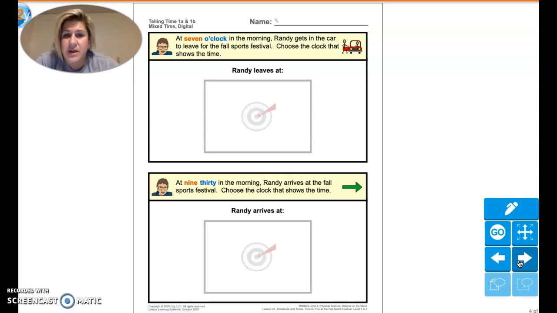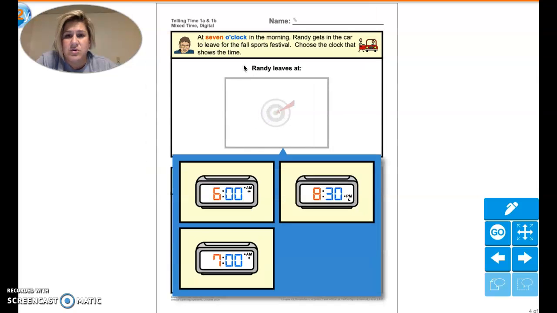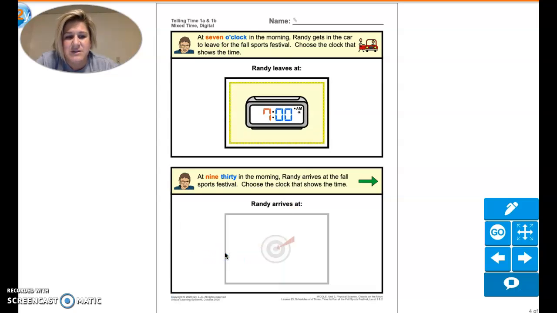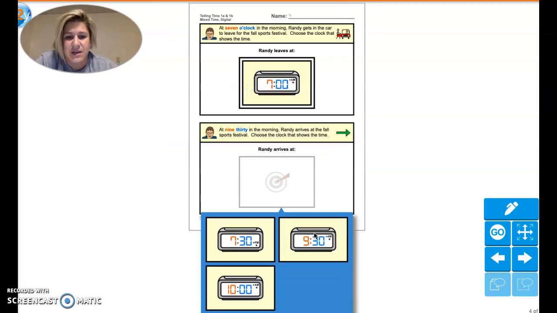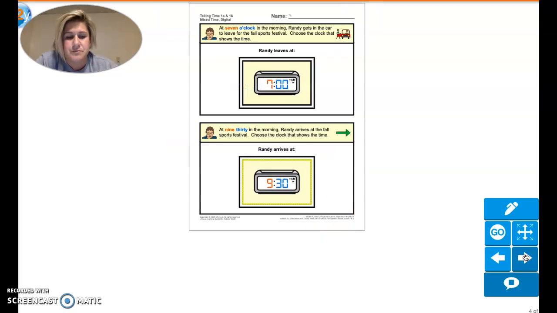At 7 o'clock in the morning, Randy gets in the car to leave for the Fall Sports Festival. So this is just like the previous page, but it's a little bit different because we have to choose the clock that says the right time. In the last one, we had to type in our digital clock, and now we're going to talk about an analog clock. So, oh, just kidding. This is still digital. 7 o'clock. Which one looks like 7 o'clock? Right here. This just looks like the one we did before. 7 o'clock a.m. Wow, that's very loud. 9:30. Again, we'll choose the one that says 9:30. 9:30 a.m. Nice that it's not quite as loud as it was before.